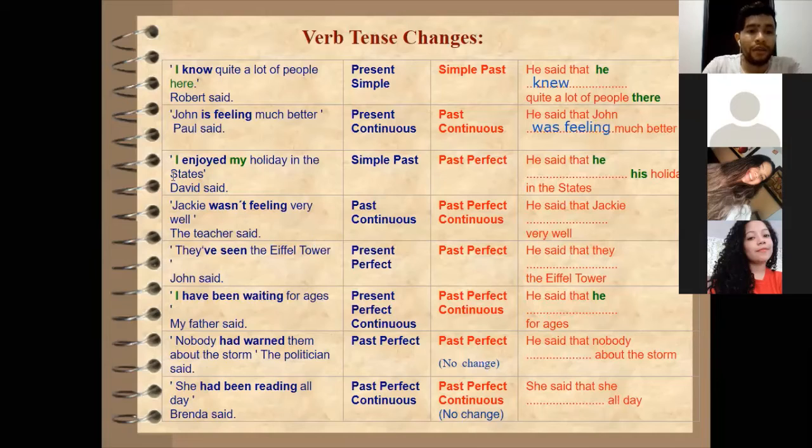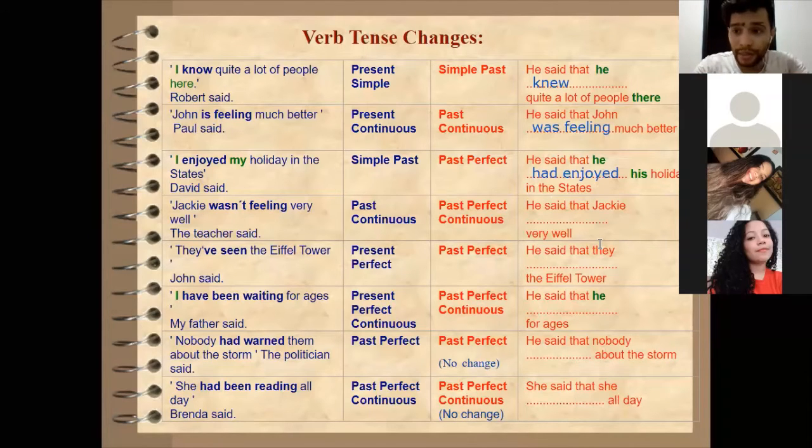Perfect. Now, I enjoyed my holiday in the States, David said. Now, enjoyed tells me that the sentence is in the simple past. And when we have the simple past, we have to use the past perfect in the reported speech, right? So, he said that he would. Had enjoyed. Perfect. Had enjoyed. I think had enjoyed his holidays in the States.